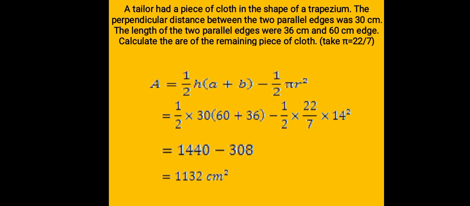A tailor had a piece of cloth in the shape of a trapezium. The perpendicular distance between the two parallel edges was 30 centimeters. The lengths of the two parallel edges were 36 and 60 centimeters each. Calculate the area of the remaining piece of the cloth.